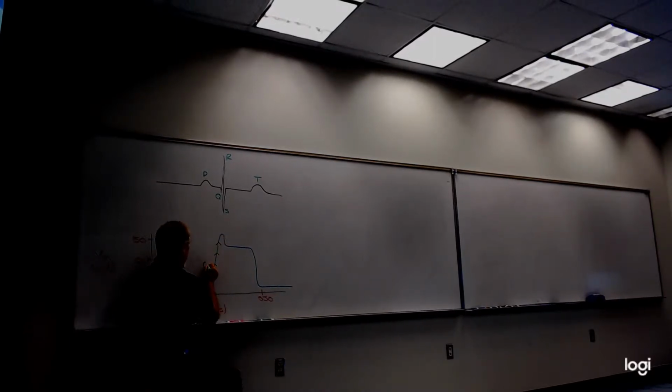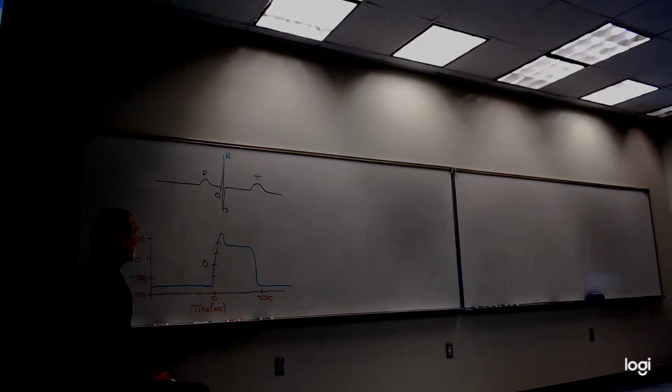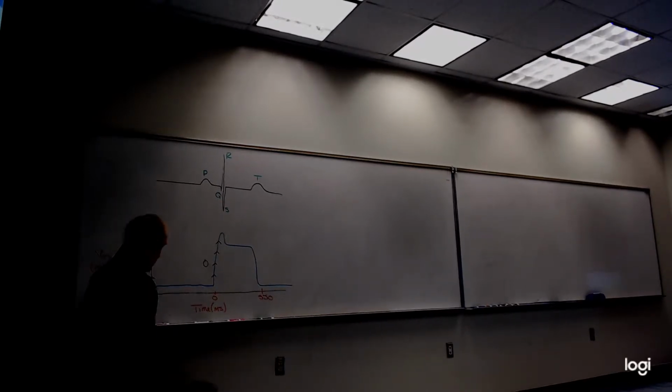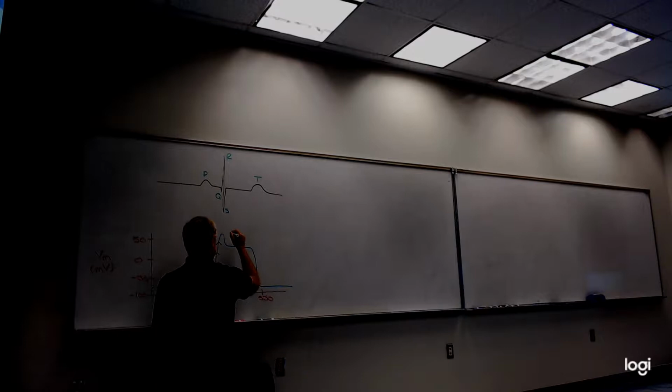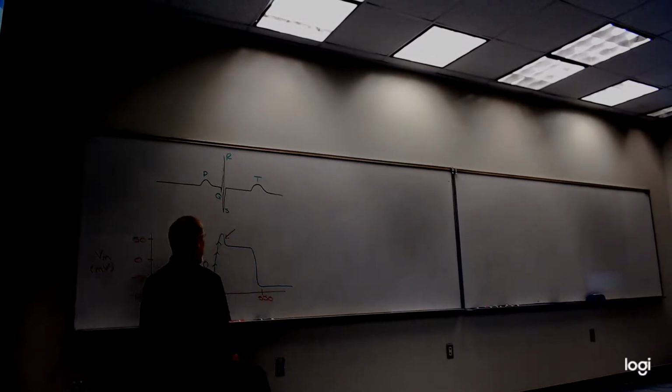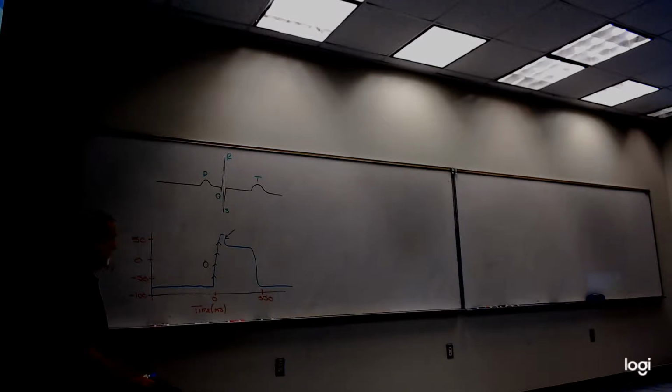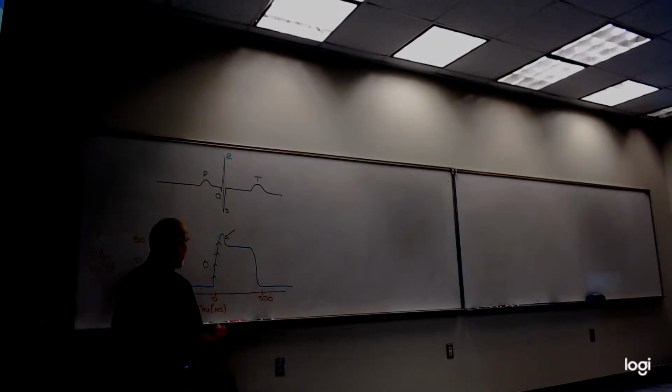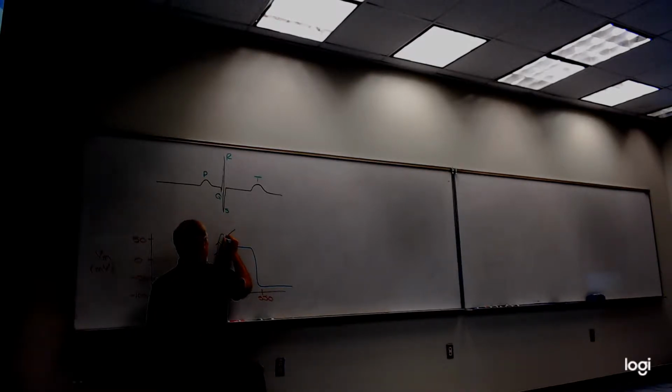We're going to label as 0. Then we've got this partial repolarization phase, which is shown here with the arrow. We're going to label that as phase 1.